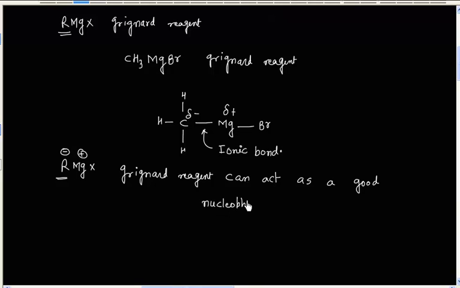Nucleophile means nucleus lover, that is, it itself should have a lot of negative charge. In case of Grignard reagent, the alkyl group has a negative charge. So this carbon has basically a lot of negative charge.